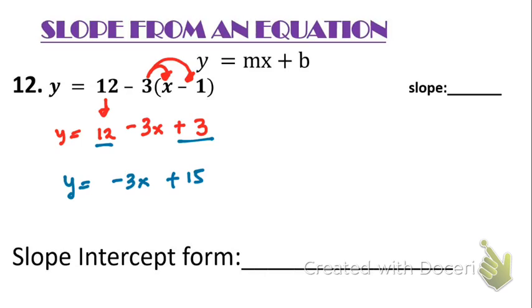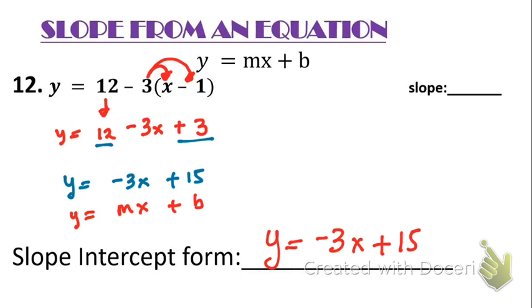Voila! It fits the form of y equals mx plus b. So slope-intercept form is negative 3x plus 15. So our slope for this problem is negative 3.